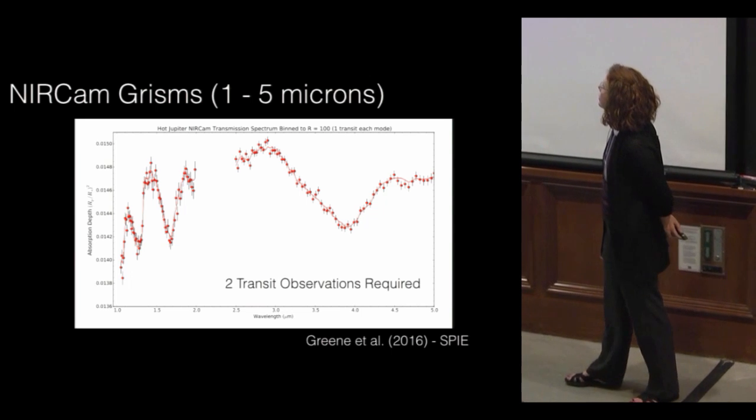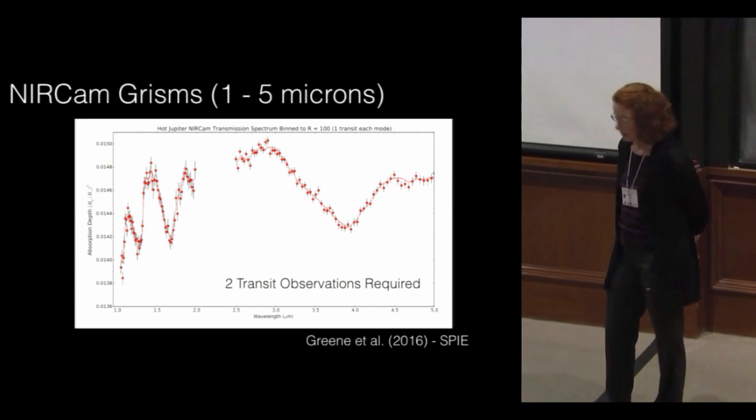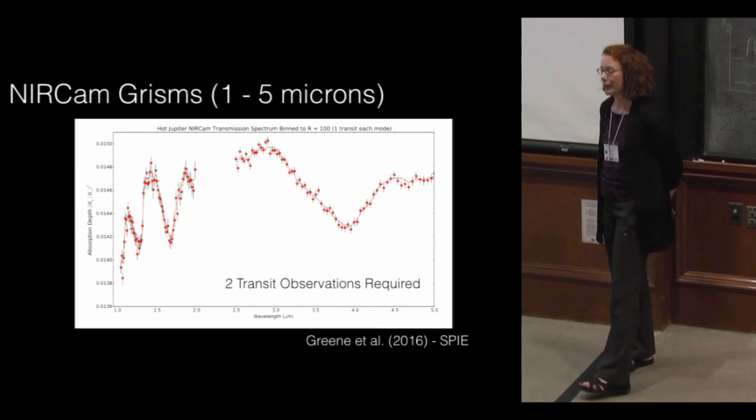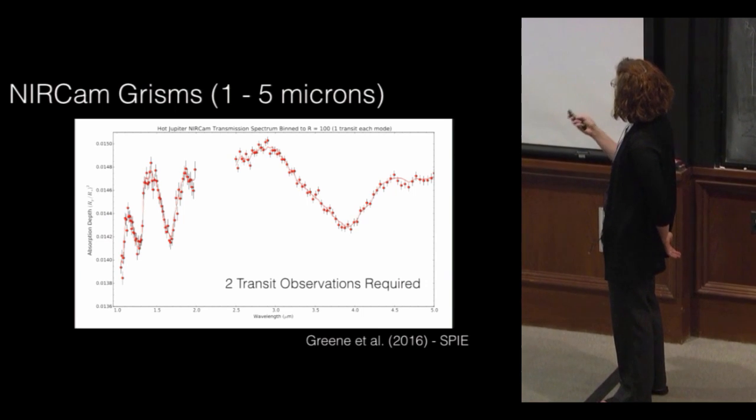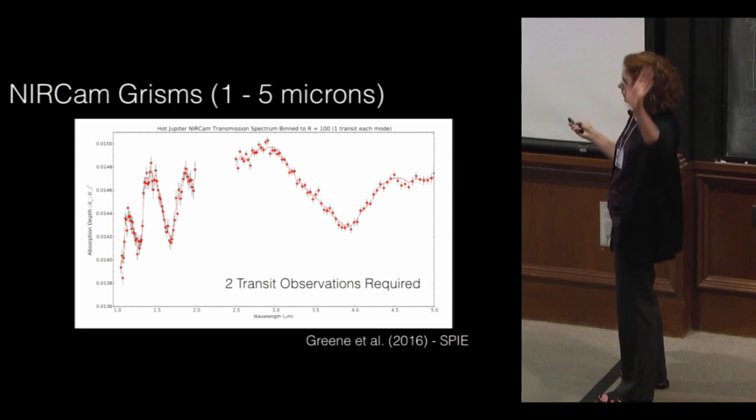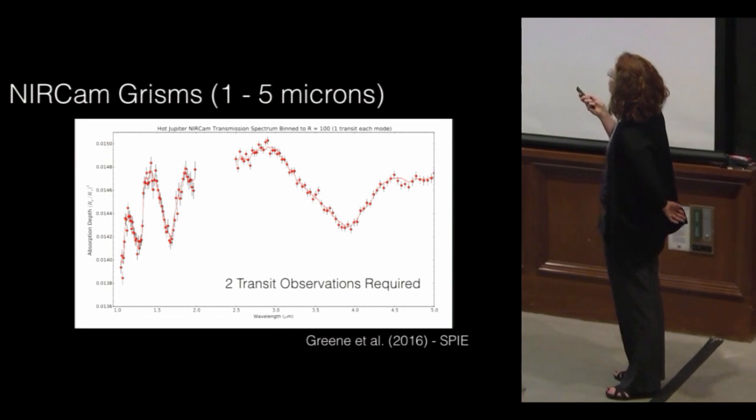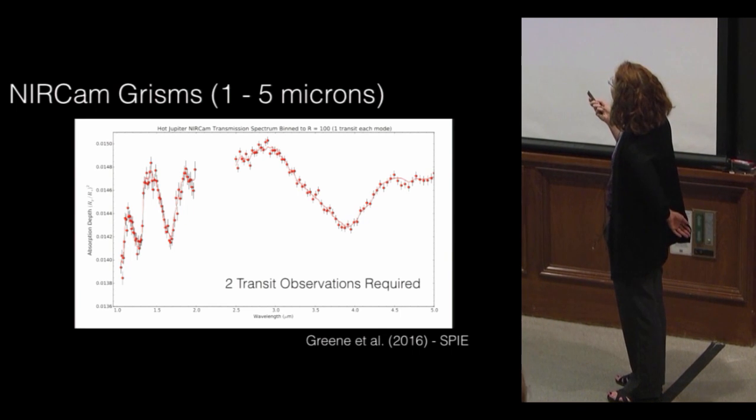So we're going to move on to the NIRCam grisms. Okay, so these again are slitless. The combination of the grisms actually allows you to cover 1 to 5 microns. And I'll explain how that has recently been achieved. This is a great recent SPIE article by Tom Green, who's right in the audience, that shows a generic hot Jupiter. I think it's HD 209, right? Generic hot Jupiter with NIRCam.